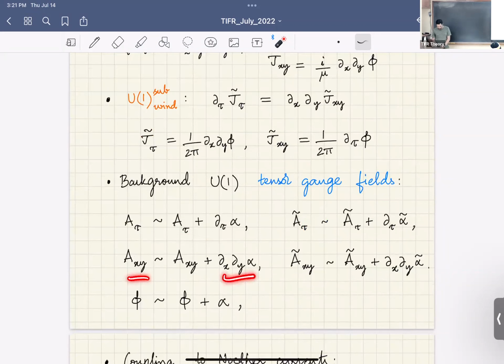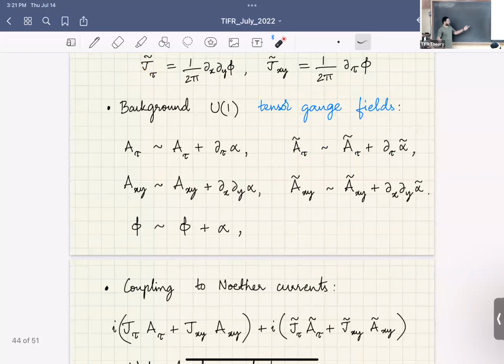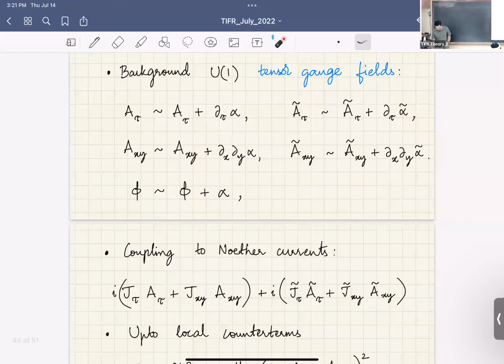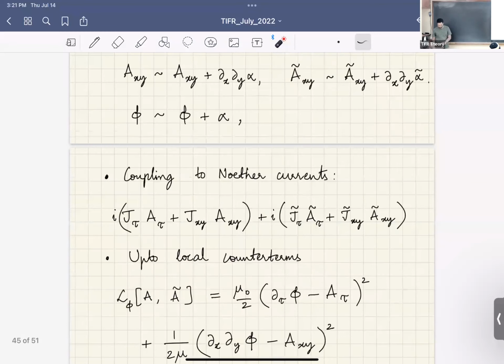And the field phi transforms under this gauge transformation. Similarly, we can consider the tensor gauge fields for the winding subsystems. Once again, like in the compact boson, we can couple these background gauge fields to the currents in a standard way. We just write these two terms here. And after local counterterms, the Lagrangian after coupling to the gauge fields can be written in this form.